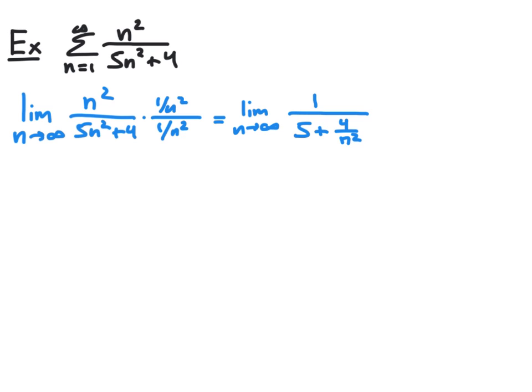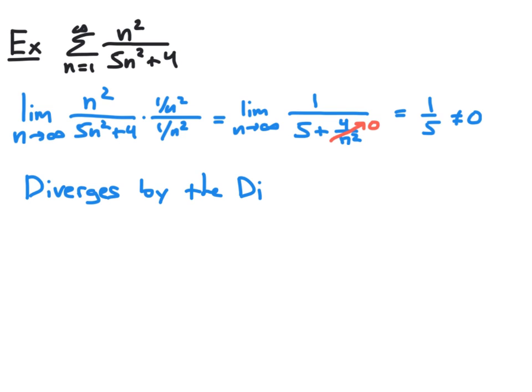As we take the limit as n goes to infinity, the 4 over n squared will go to 0, and so our limit becomes 1/5, and 1/5 is not equal to 0. Since our sequence of terms for this series converges to 1/5, which is a non-zero value, this particular series is going to diverge by the divergence test. We don't need to calculate partial sums or anything else here. We automatically know that this series will diverge.